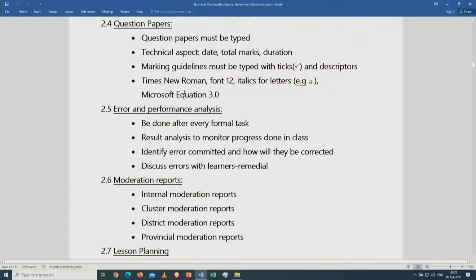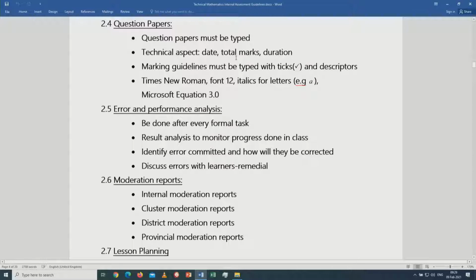And then the question papers must be typed. Colleagues, this one. Question papers must be typed. Because sometimes when they are not typed, you find that there are some errors in the paper, and learners now are disadvantaged because the paper is not of good quality. So let us type question papers, and the marking guideline must also be typed. Not only typed, there must also be marking descriptors.